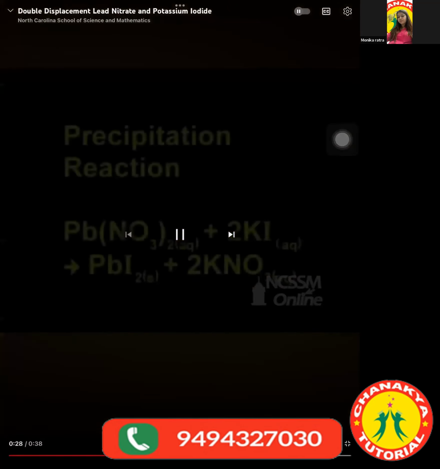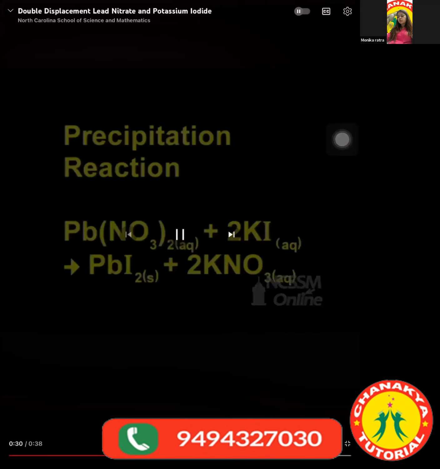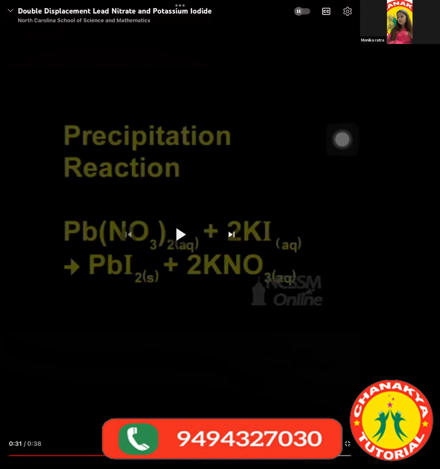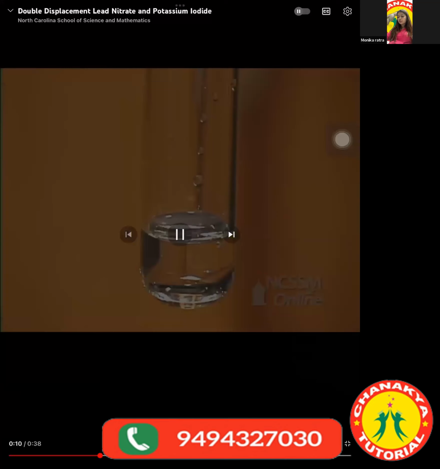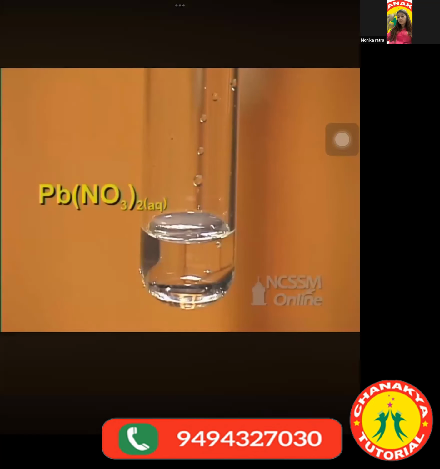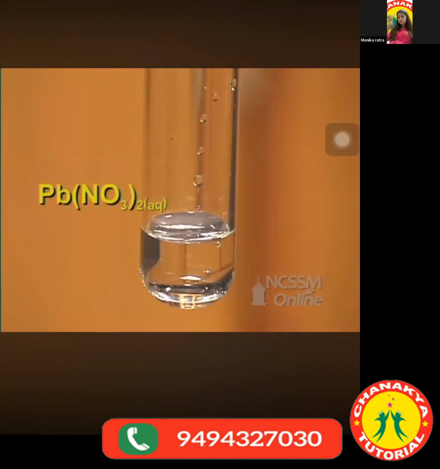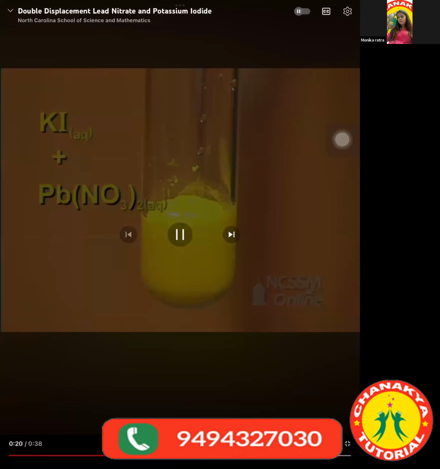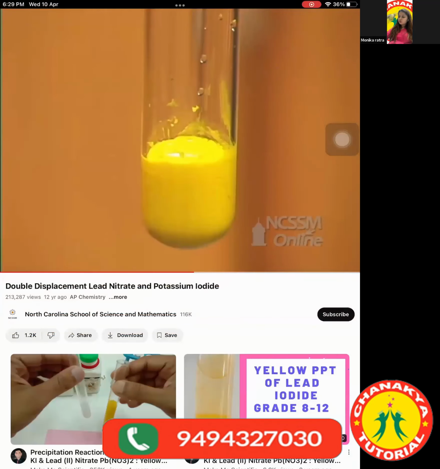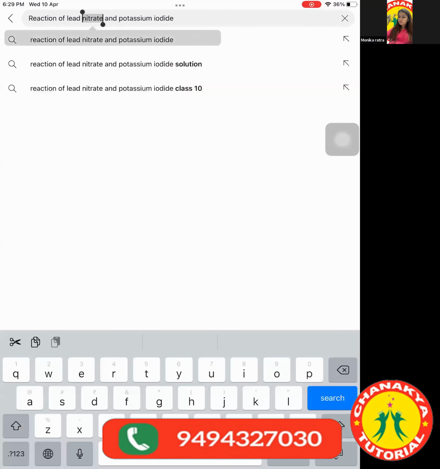Clear, everyone? When we initially take both of them, they are both colorless. As soon as we mix it, you must have observed how on the addition of only a few drops, the yellow color pops in. See. Clear, children? I'll show you the reaction of barium sulfate also, barium chloride with sodium sulfate.